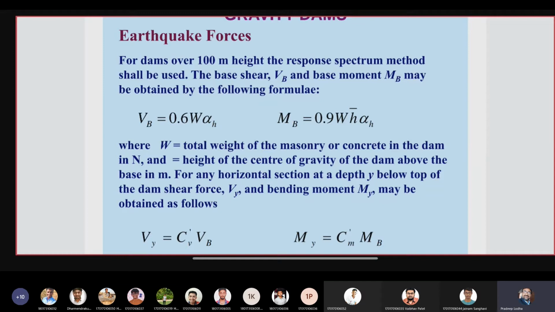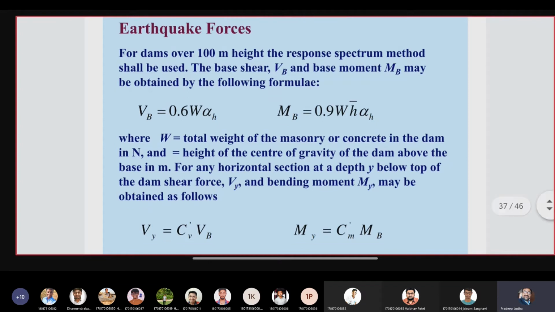So VB is 0.6 W, that is weight times alpha H. This alpha H is the second one which we have calculated using the Sa by g value. Similarly, the value of MB. There is no need to prove these formulas because these are empirical formulas given in the IS code and can be directly used here. So you can use even the IS code while designing the dam. So this is the shear and this is the moment because of the horizontal force exerted by the earthquake waves.